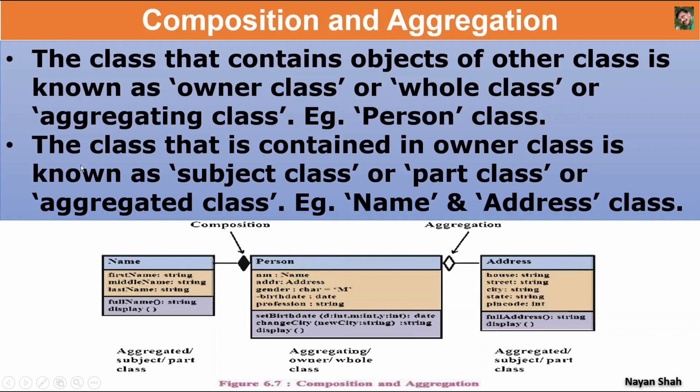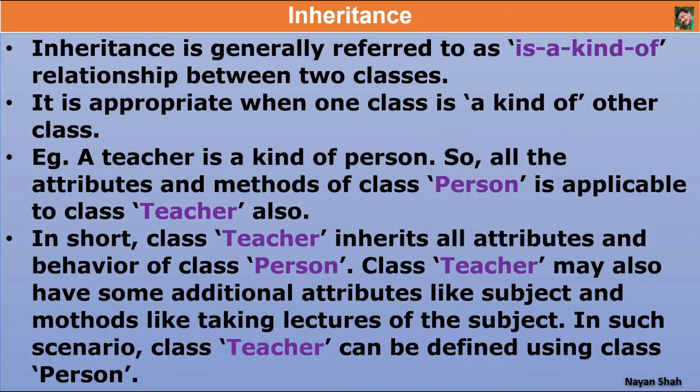Second point, the class that is contained in owner class is known as subject class or part class or aggregated class. For example, name and address class. So name and address class are contained in owner class. So they are called subject class, name class and address class are called subject class, part class or aggregated class. So that is what composition and aggregation.